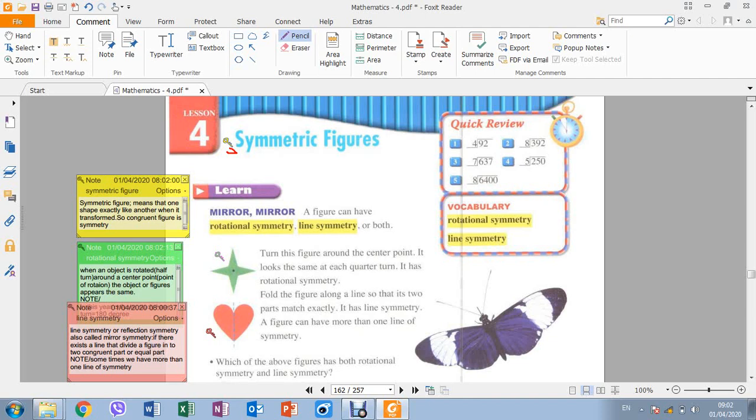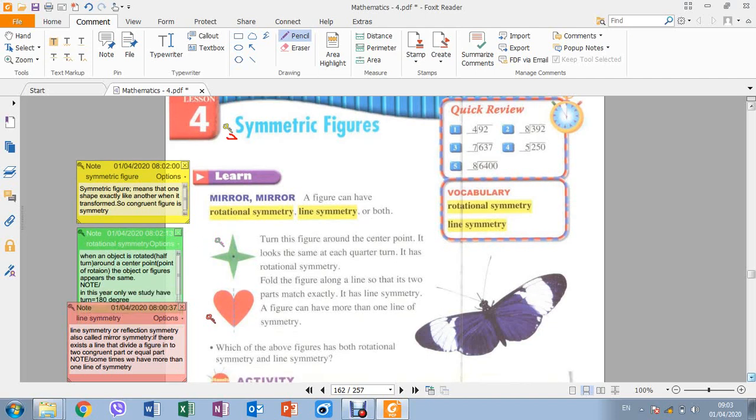Now we're talking about the types of symmetry. We have two types of symmetric figure: rotational symmetry and line symmetry. What does rotational symmetry mean? Look at this green one. Rotational symmetry is when an object is rotated around a center point, or middle point, and the figure appears the same. This is called a rotational figure.